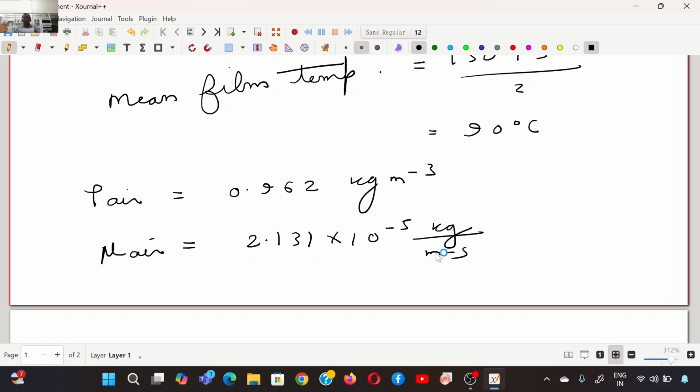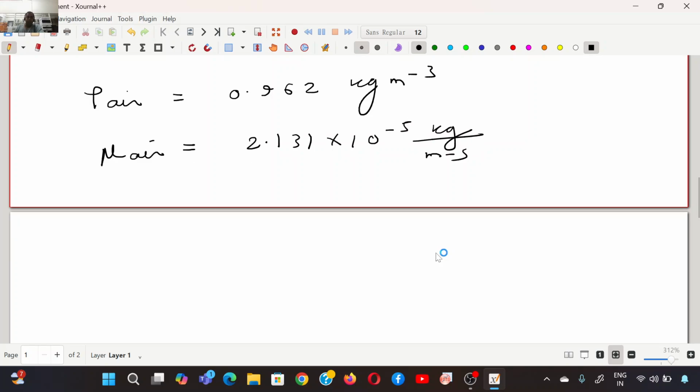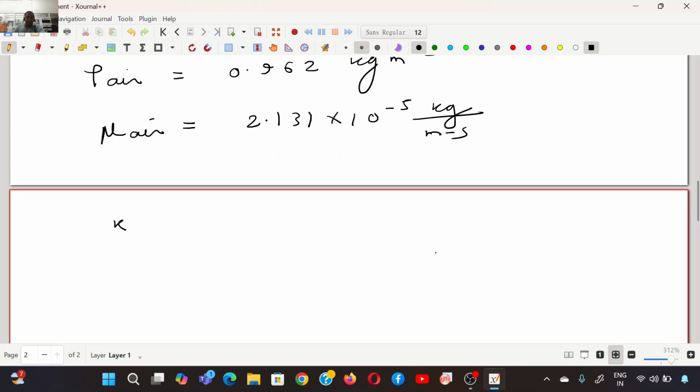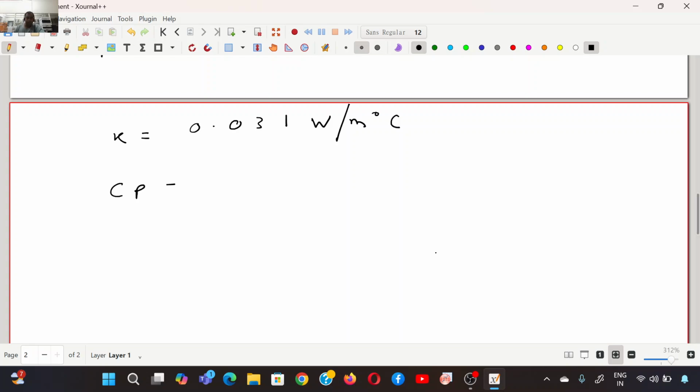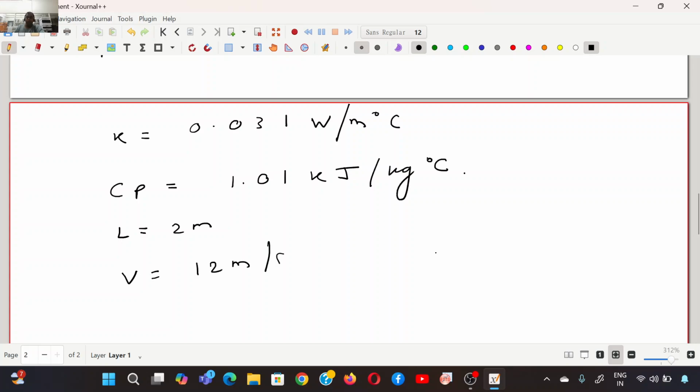Likewise, for Prandtl number, what's it? Prandtl number is Cp mu by k, right? So you have to know Cp and k values also. k, that is the thermal conductivity. If you just Google it, you'll find that it is approximately 0.031 watt per meter degree Celsius. Cp is 1.01 kJ per kg degrees Celsius. Length already said 2 meter. Velocity, that is the free stream velocity, 12 meter per second.